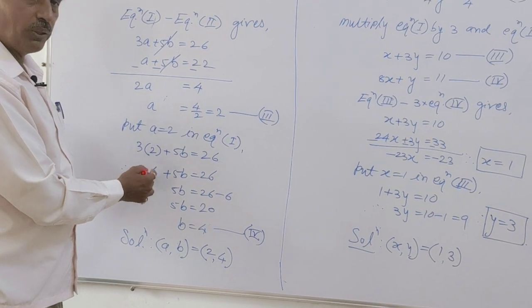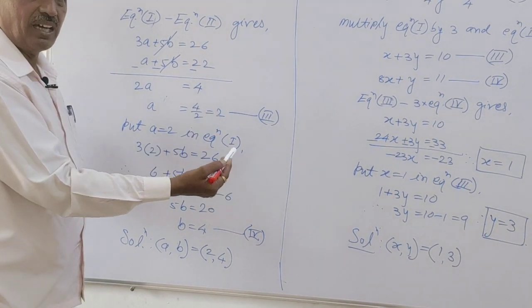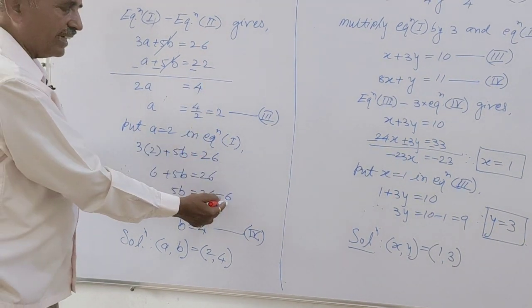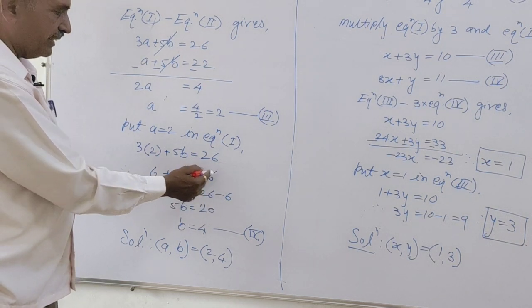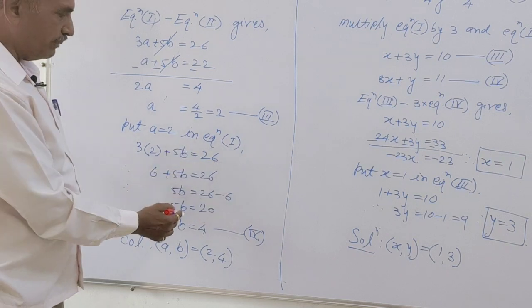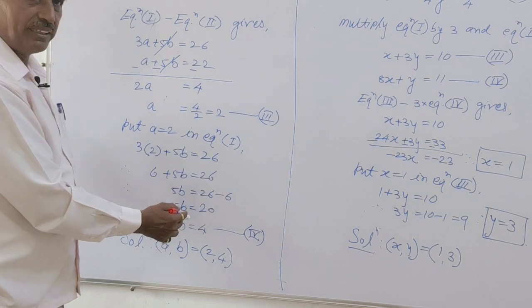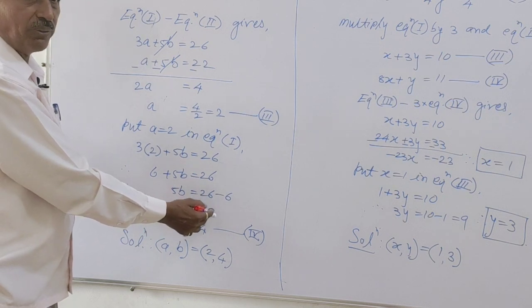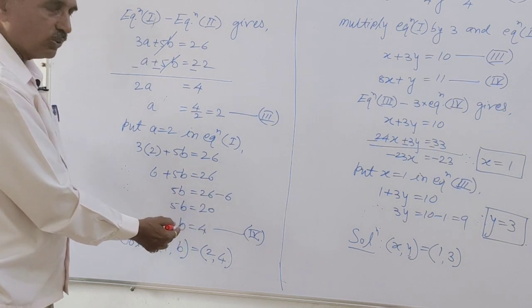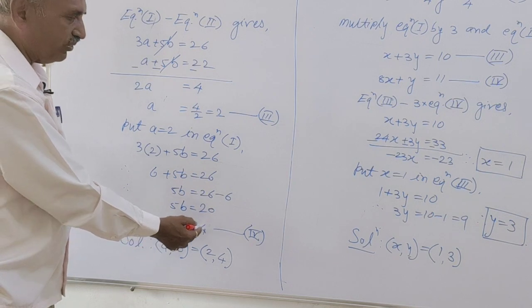Now this 6 will go to the right hand side. It is a term, so it will go to the right hand side changing its sign. It means 5b is equal to 26 minus 6, which becomes 5b is equal to 20, and when I am transferring this 5 to that side, 20 upon 5 is equal to 4. So I got the value of b is equal to 4.